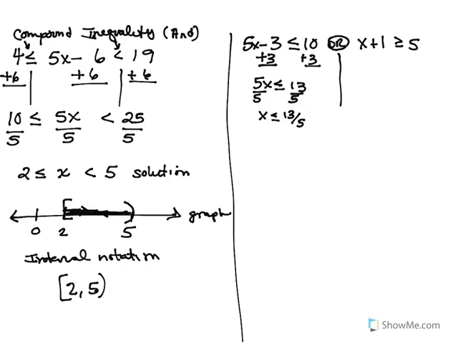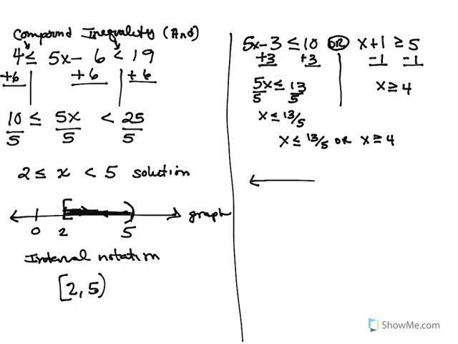Okay? Then I'm going to go over to my right side and complete that inequality solution. So x plus 1 is greater than or equal to 5. I'm going to subtract 1 on both sides. x must be greater than or equal to 4. So I have x is less than or equal to 13 over 5, or x is greater than or equal to 4. That is my solution. You must have a value of x that is less than or equal to 13 over 5, or something that is greater than or equal to 4.